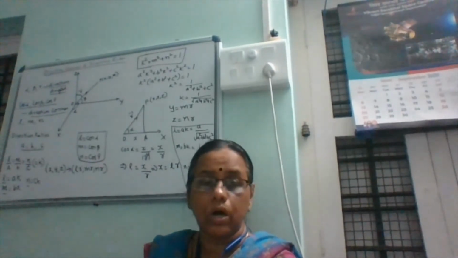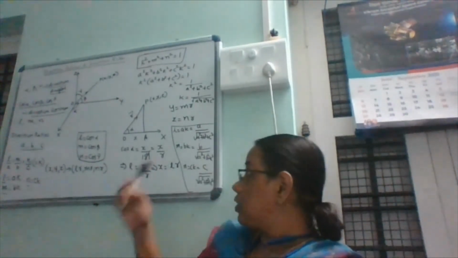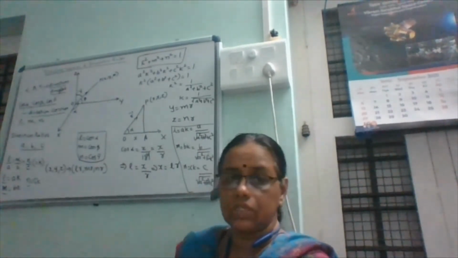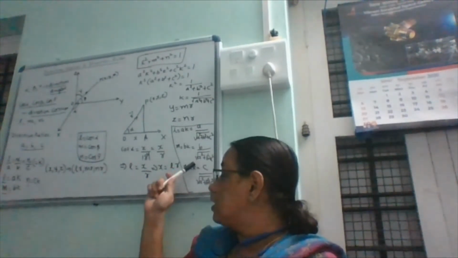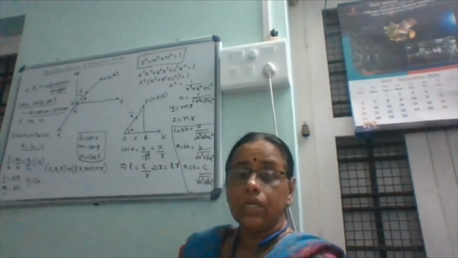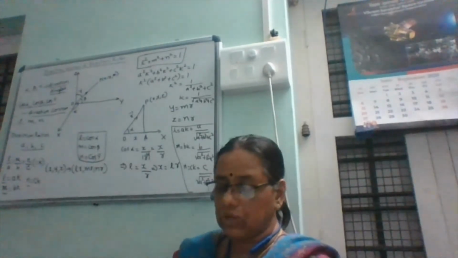And so l can be written as, that is what I showed here. l is equal to a by root of a² + b² + c². m is equal to b by that value, root of a² + b² + c², and n is equal to c by root of a² + b² + c².